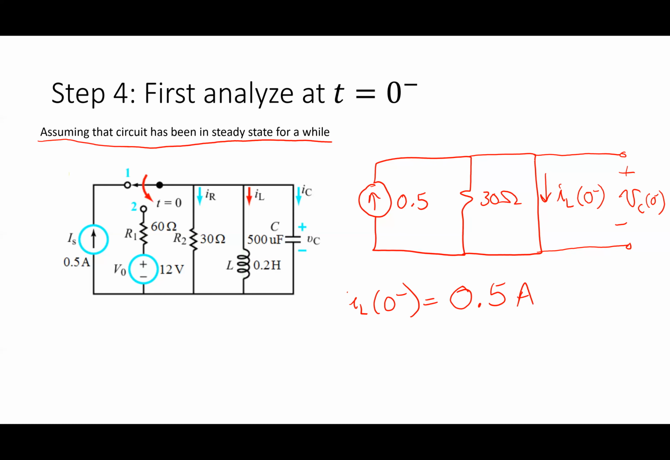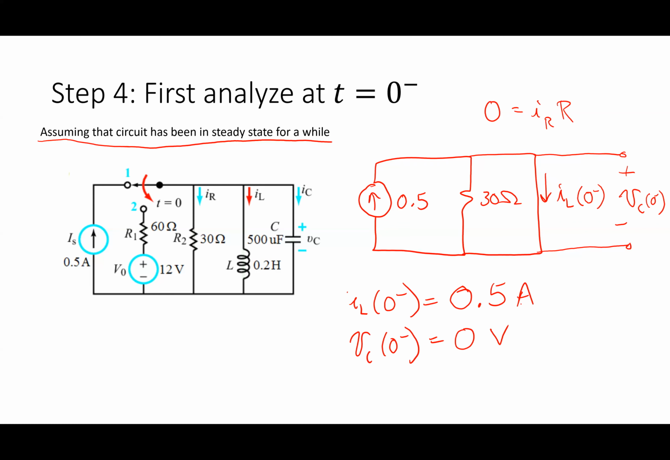If I've got a short circuit in parallel with a resistor, 0 equals IR times R, so IR has to be 0. So all of the 0.5 amps is going through that short circuit. So what's V sub C of 0 minus? 0 volts. All right, so we've got a pretty good handle on what's going on there.